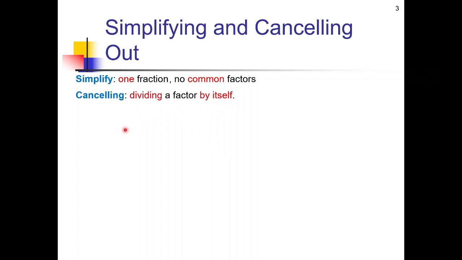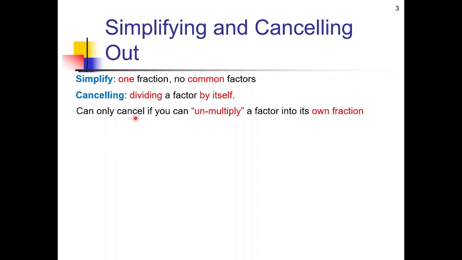So that means that we can only cancel things that, first off, have to be factors. And if we're dividing them by themselves, that means we need to be able to unmultiply them into their own fraction. So you can only cancel if you can unmultiply a factor into its own little island of insanity. So as an example, let's say that we have 3x over 5x.